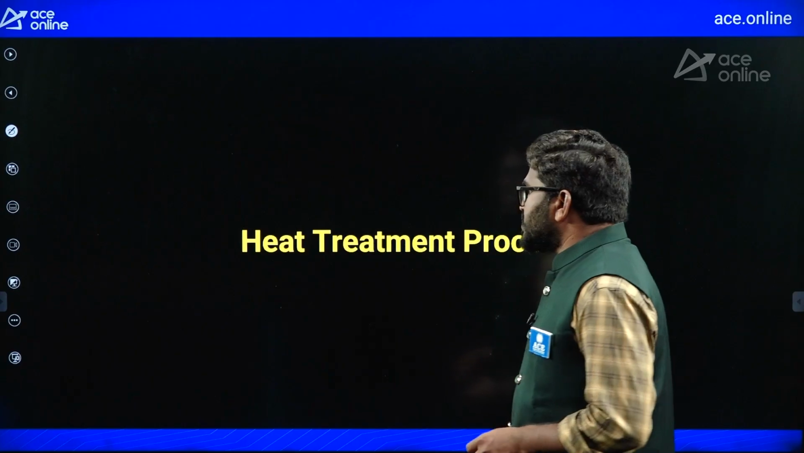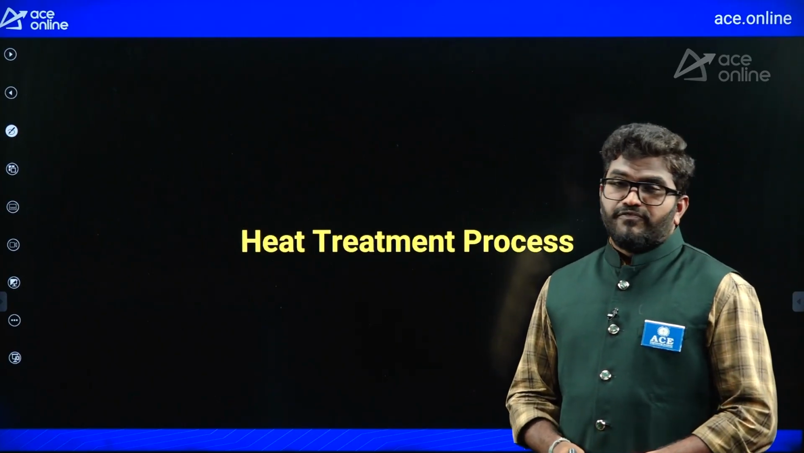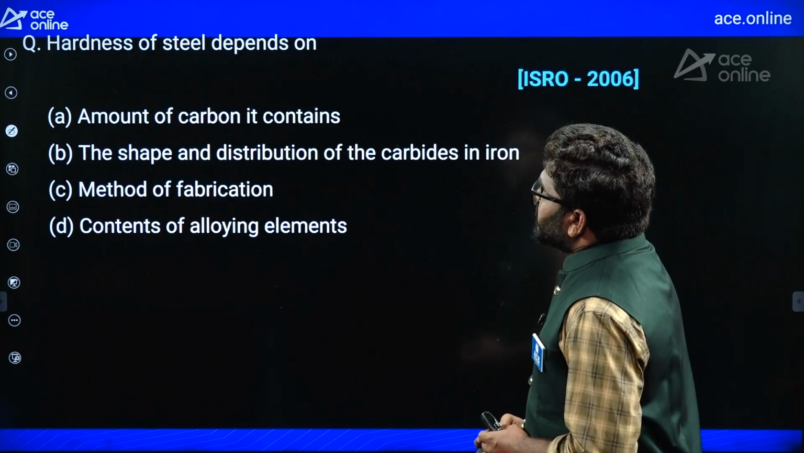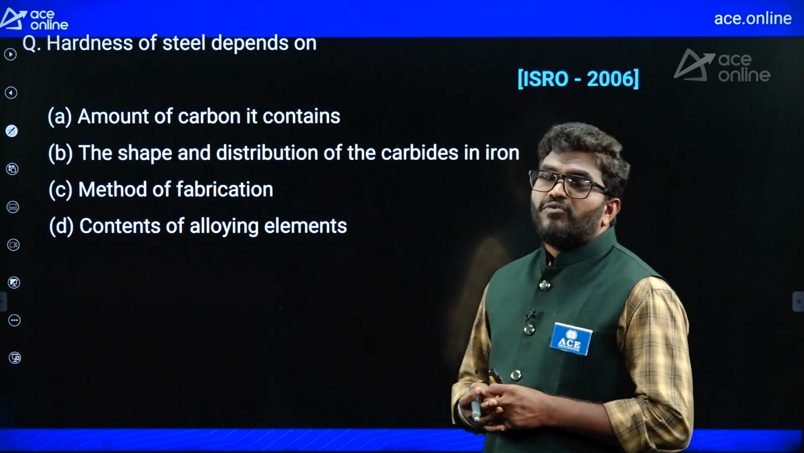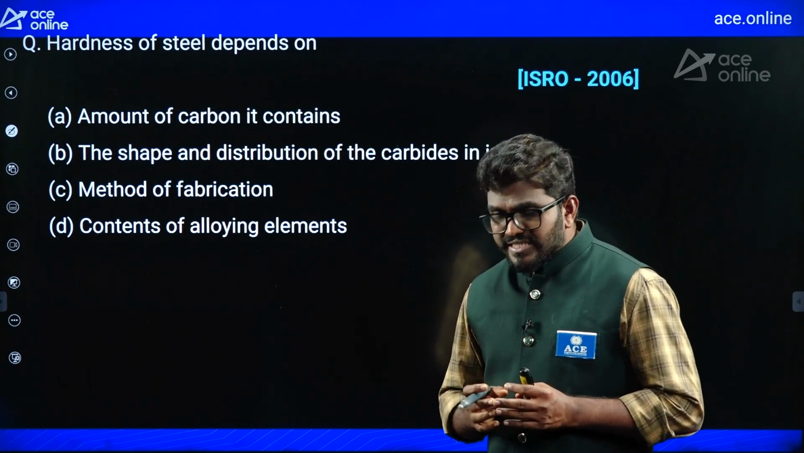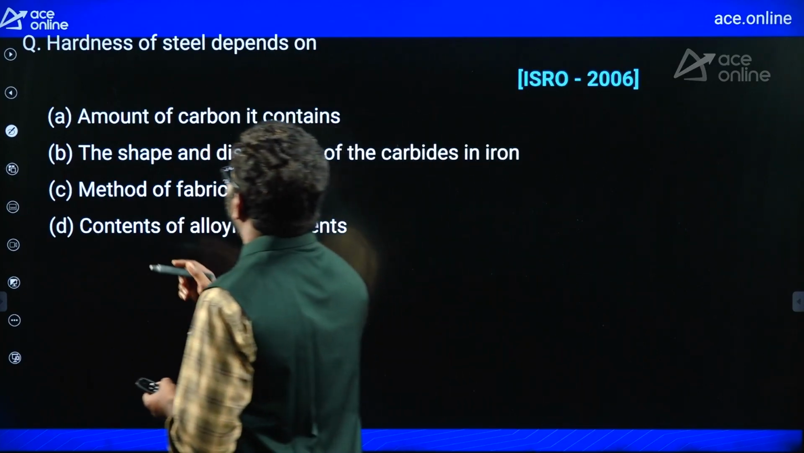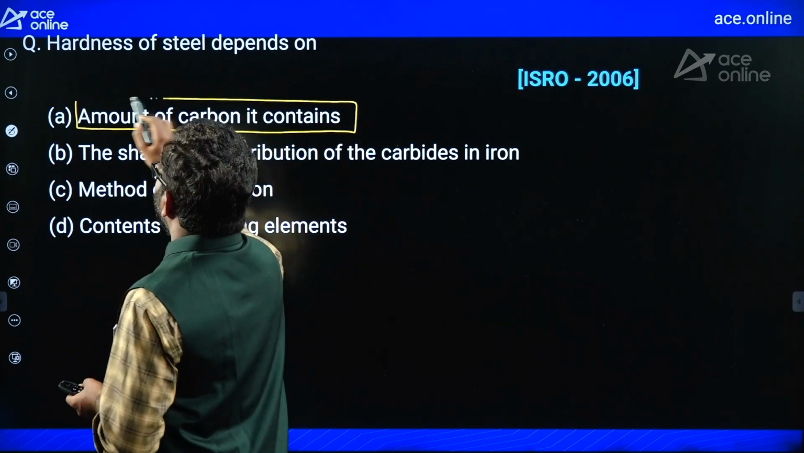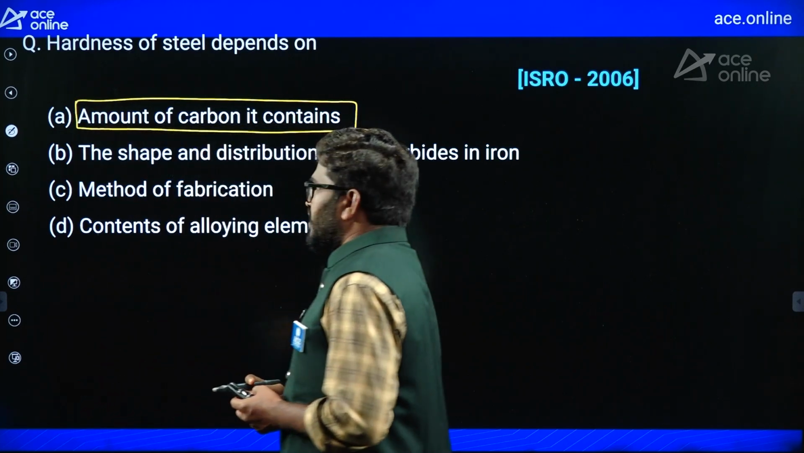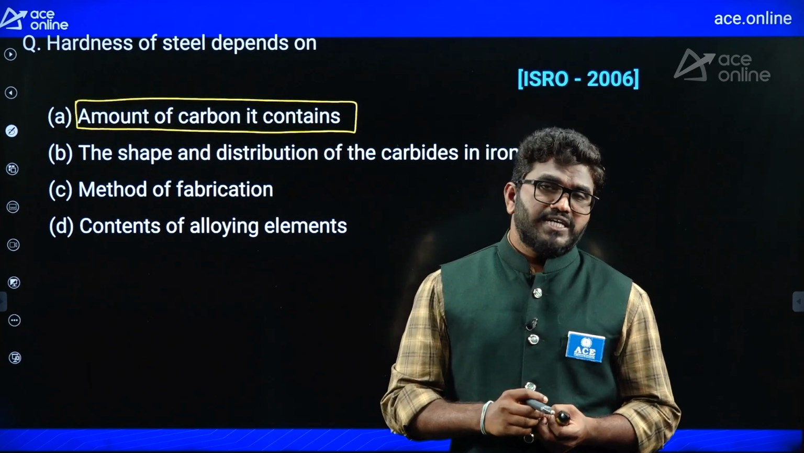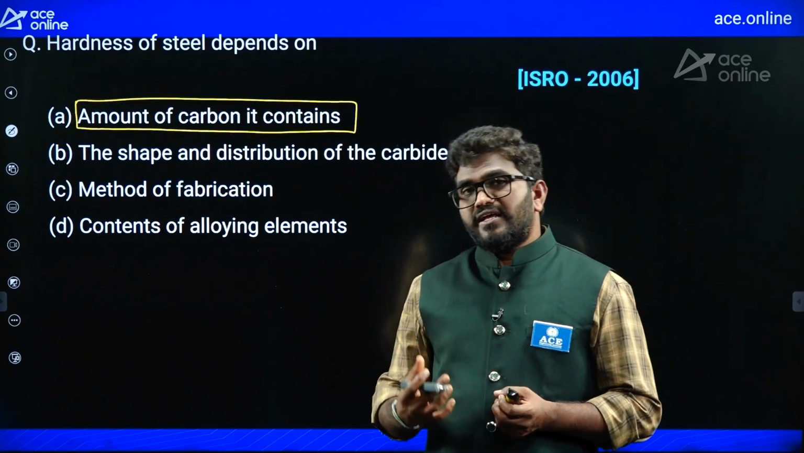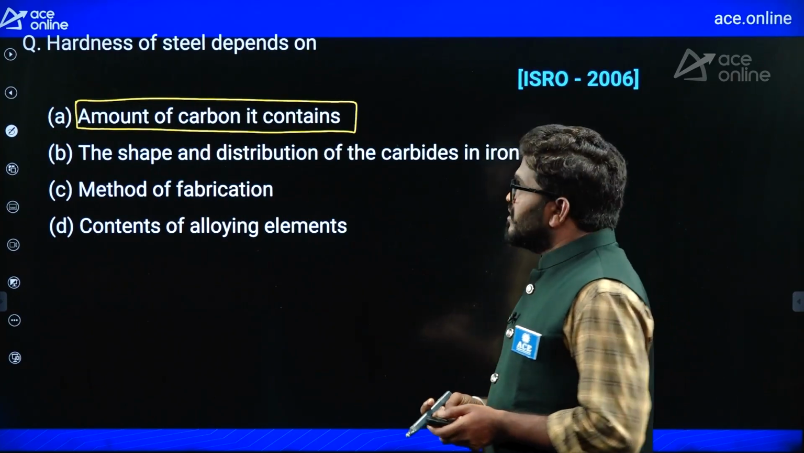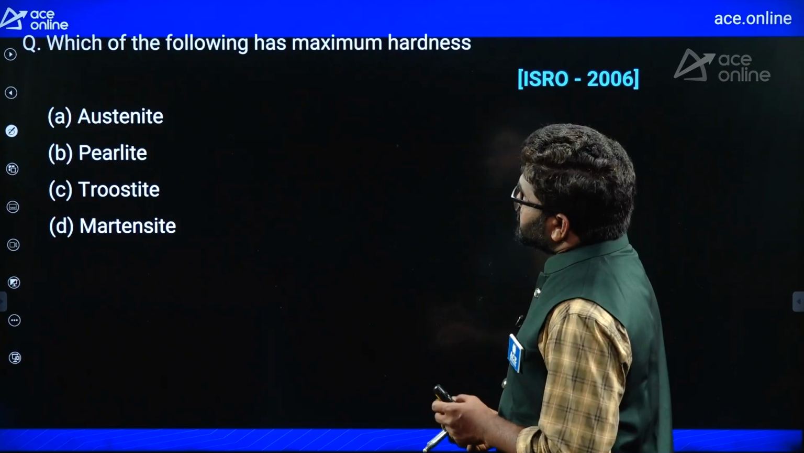Next, the questions from the heat treatment. Phase diagram questions are very basic questions. Now, we can see hardness of steel depends on what? Hardness of steel depends on the amount of carbon it contains. Remember, if we increase the carbon content in the metal, cementite formation increases, so hardness of the material automatically increases. So A is the correct answer for this question.